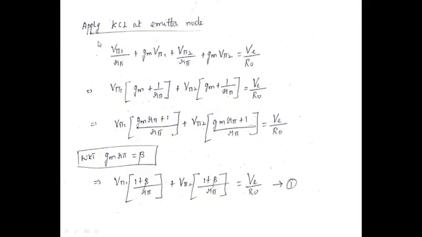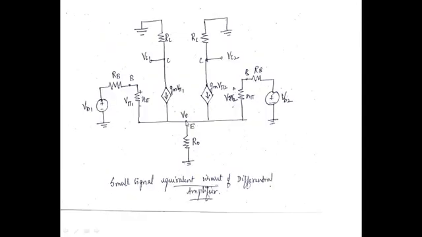The first step is to apply KCL at the emitter node. What are the currents entering the node and what are the currents leaving it? The current entering the node can be written as V pi 1 divided by R pi plus Gm V pi 1 plus Gm V pi 2 plus V pi 2 divided by R pi. So these are the four currents entering this node, and the current which leaves this node is given by VE divided by R naught.